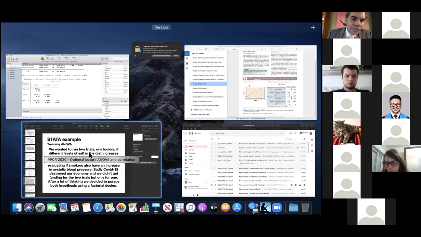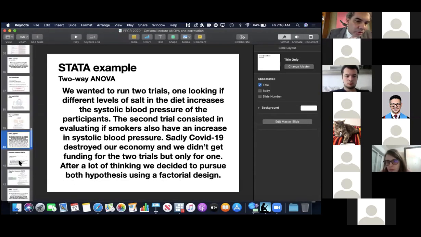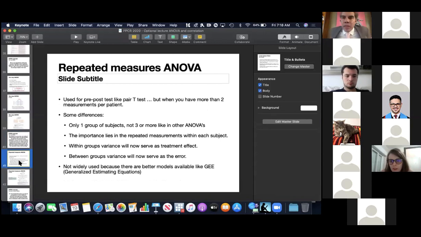Now, let's go here to see repeated measures ANOVA. Okay, repeated measures ANOVA is used for pre and post test, like a paired t-test, but this is done when you have more than 2 measurements per patient. If you only have a pre and a post, you'll do a paired t-test. If you have 3 or more measurements per patient, then you can do a repeated measures ANOVA.